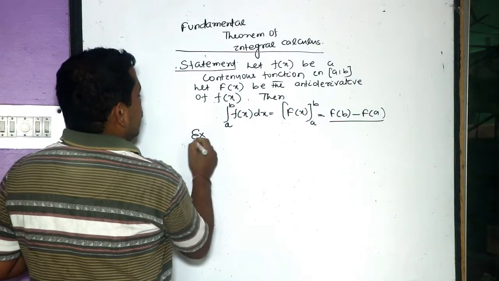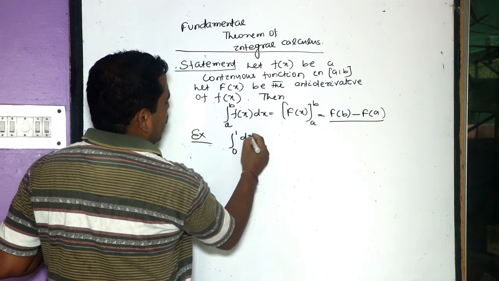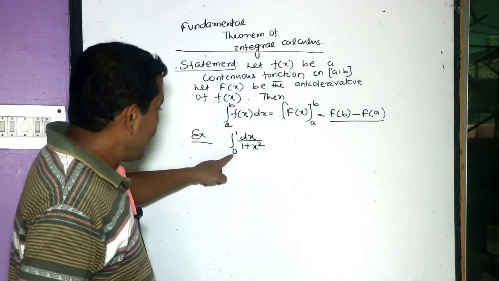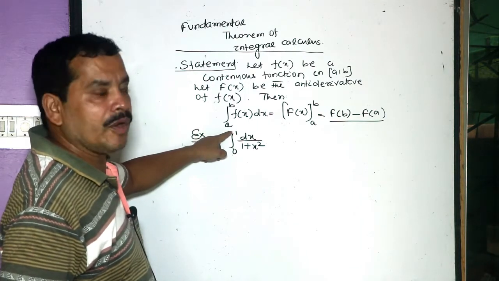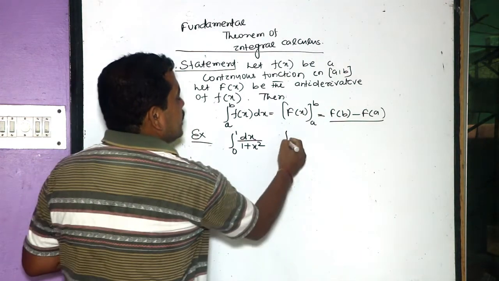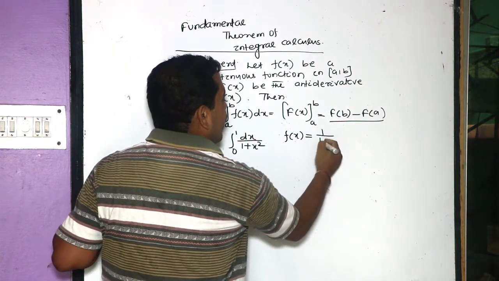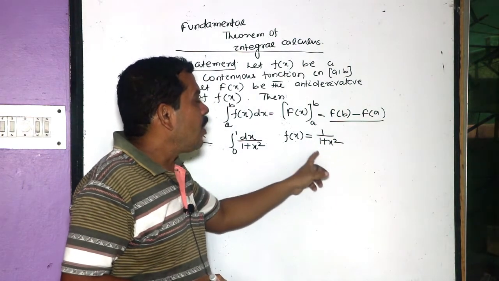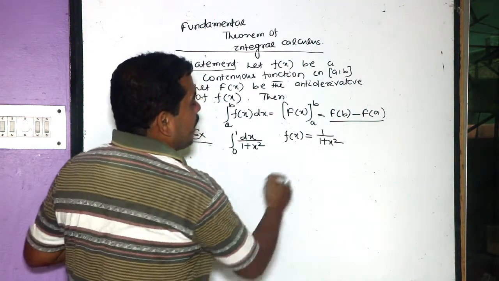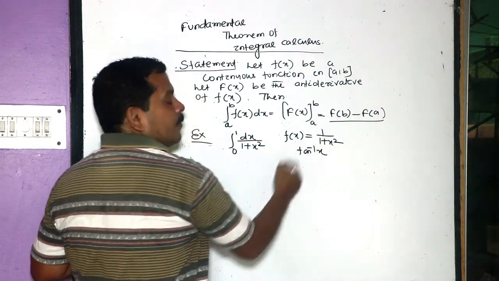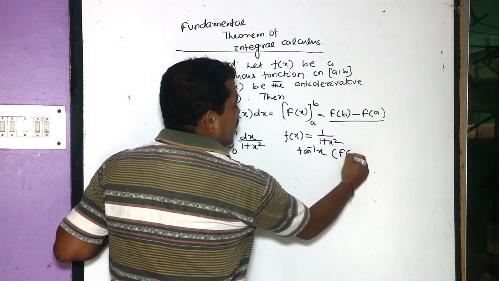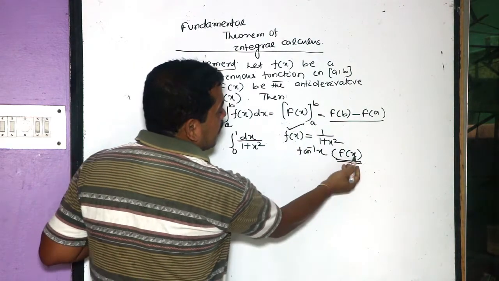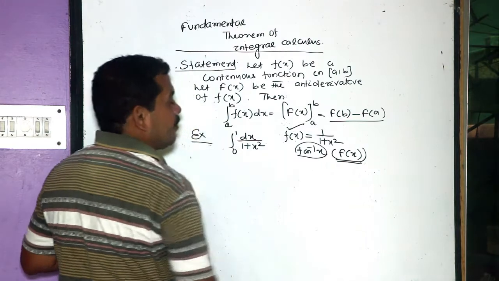But suppose the integration is like this: 0 to 1 dx by 1 plus x squared. That is the lower limit of the integration, and that is the upper limit. Here the function f of x is 1 by 1 plus x squared. We know that the antiderivative or primitive of 1 by 1 plus x squared is tan inverse x. That is here capital F of x.